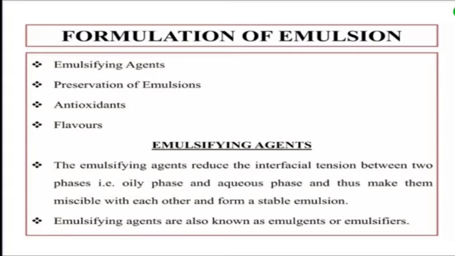Next topic, formulation of emulsion. There are four formulation components: emulsifying agent, preservatives, antioxidants, and flavors. First one, emulsifying agent. The emulsifying agent reduces the interfacial surface tension between the two phases, oily phase and aqueous phase, and thus makes them miscible with each other and forms a stable emulsion. Emulsifying agents are also known as emulgents and emulsifiers.